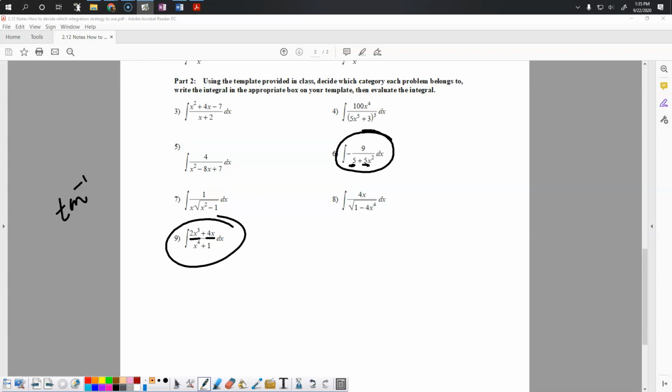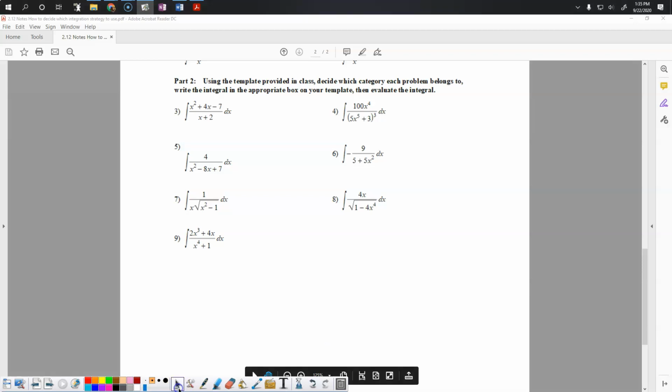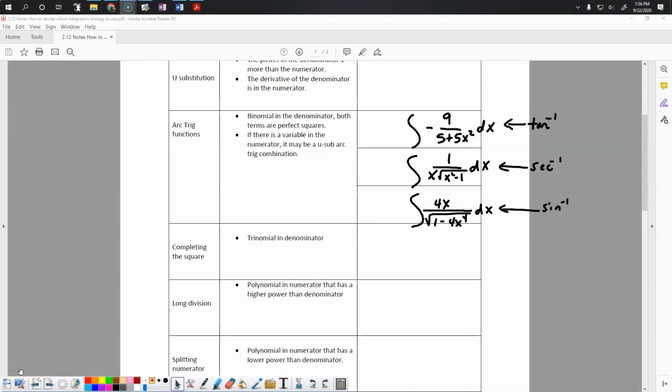But I think we're going to find out that that one is going to end up being an arctan a little bit later on. Okay? But let's go ahead and put all these things in their proper locations. It doesn't really matter what order you decide to put them in. They're all arctrigs, but there they are.